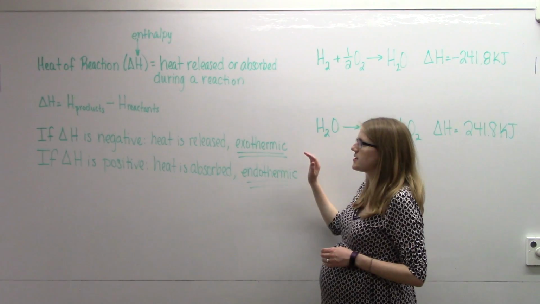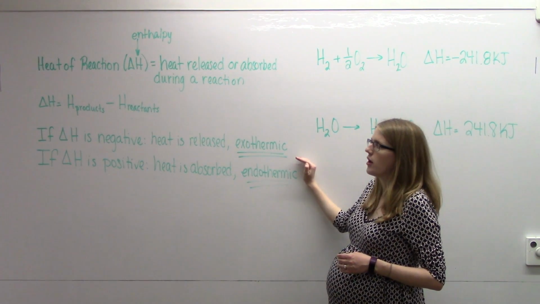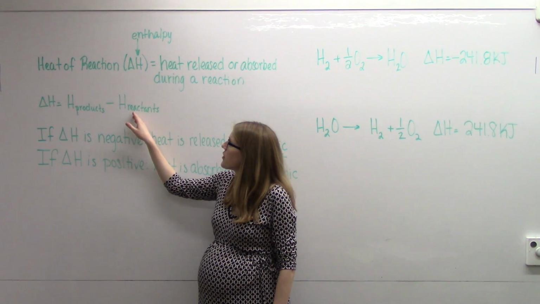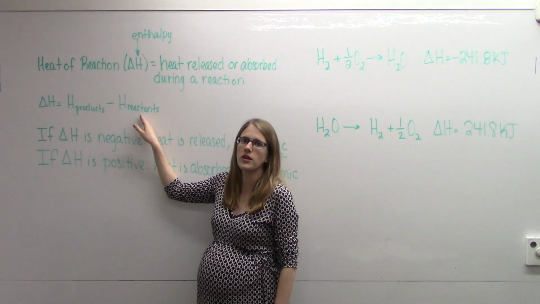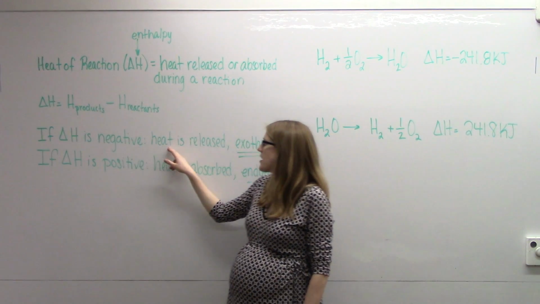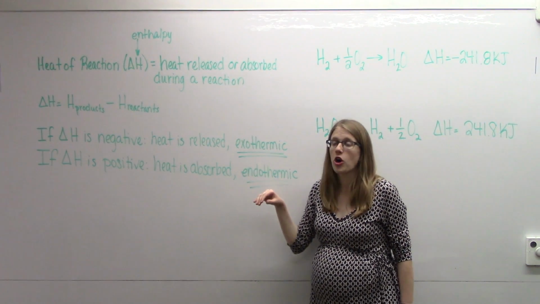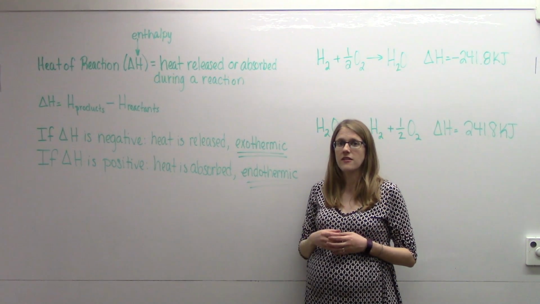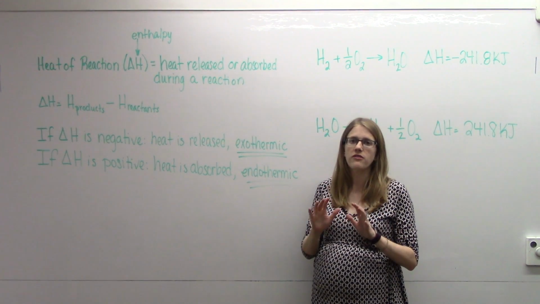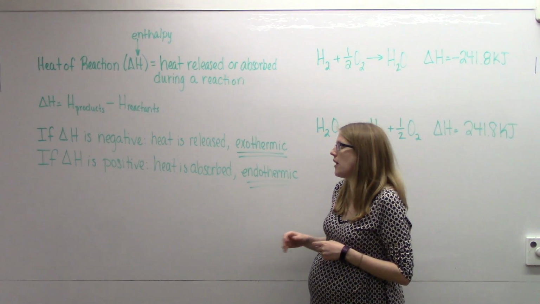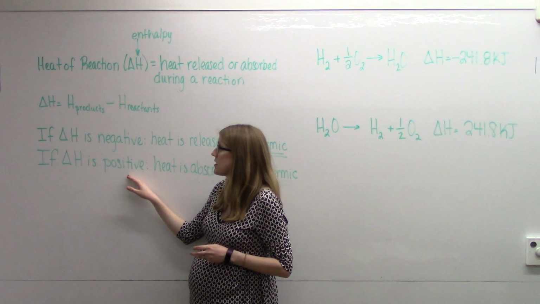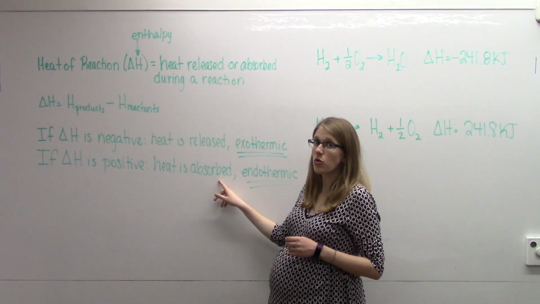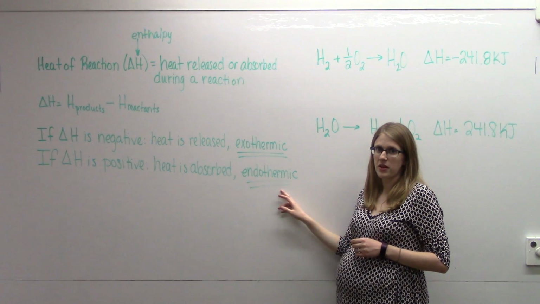Here's the key point. This is what you really have got to know. If the change is negative, that means that the reactants had more heat. That means that heat is released. We call that exothermic. Heat's released. Now to us, in a reaction, it's going to feel warm because we're feeling the heat that's released. If delta H is positive, that means that the products have more, and therefore heat is absorbed, and it's endothermic.